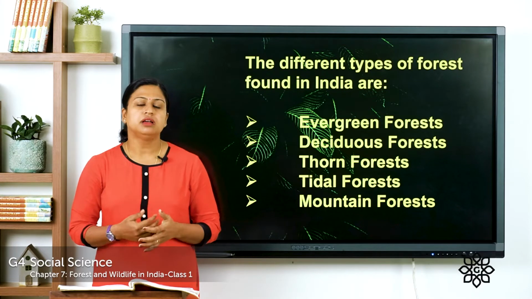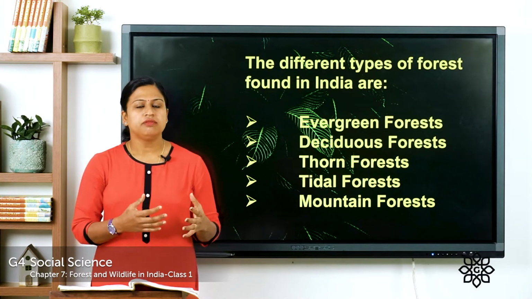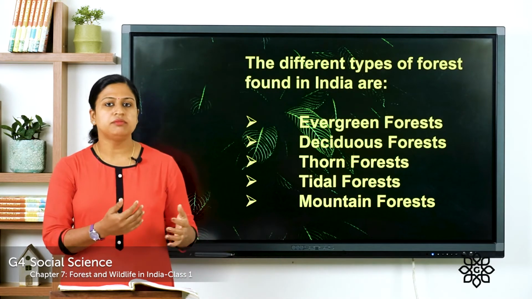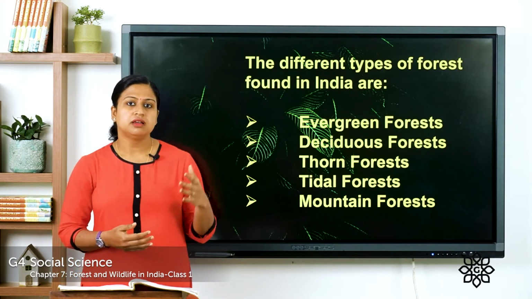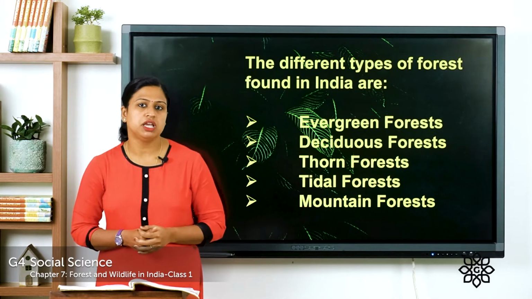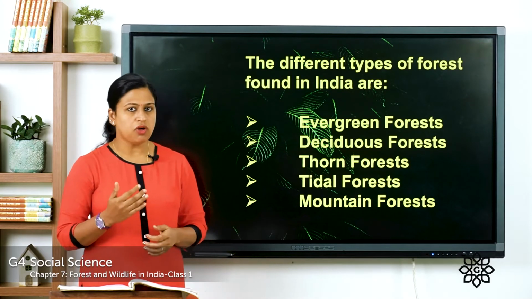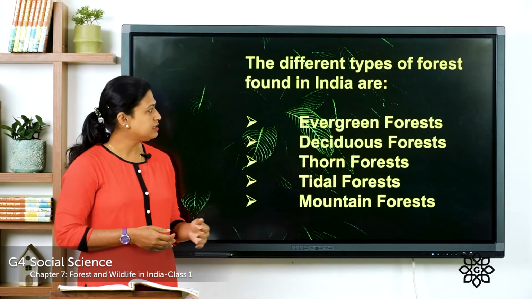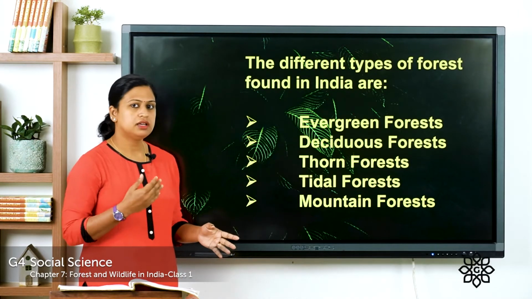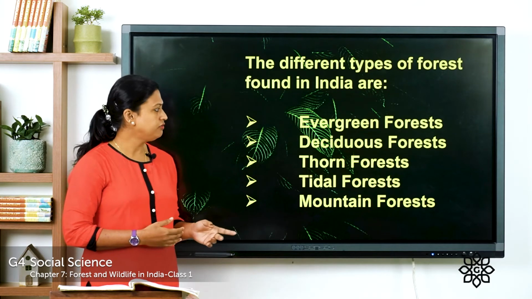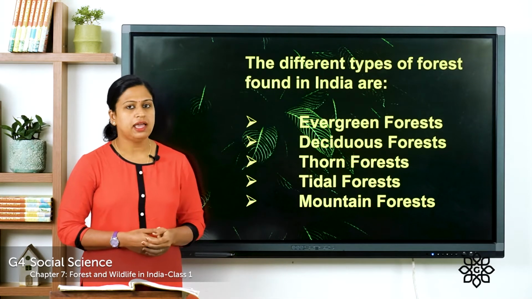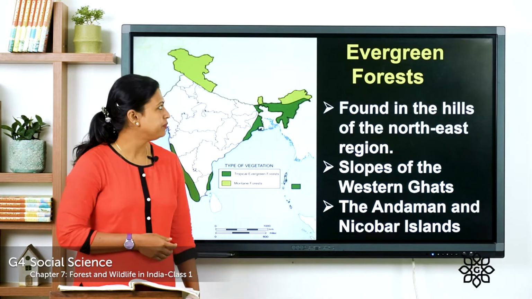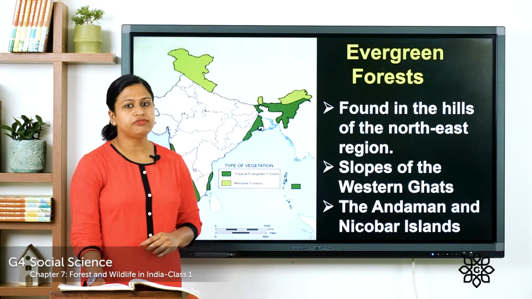For example, in desert areas, we can see short thorny trees. Whereas in mountain regions, we can see tall trees with needle-shaped leaves. So, based on these factors, we have different types of forest. These are Evergreen Forest, Deciduous Forest, Thorn Forest, Tidal Forest and Mountain Forest. So, we will be discussing one by one. First one is Evergreen Forest.